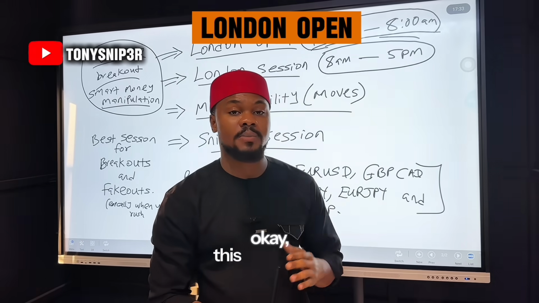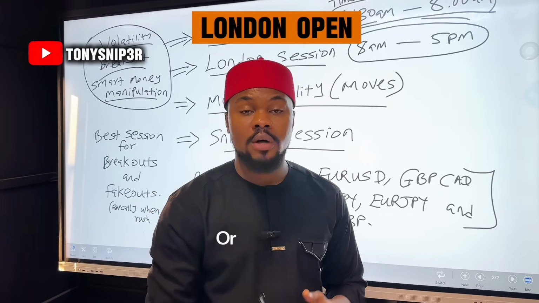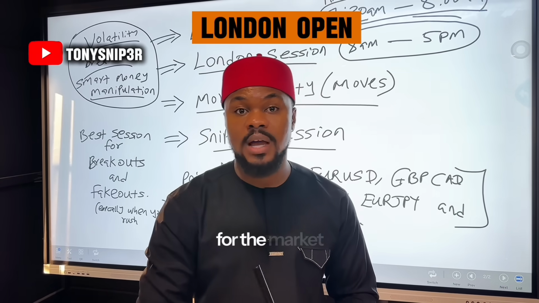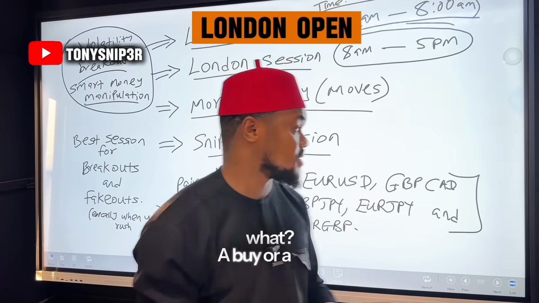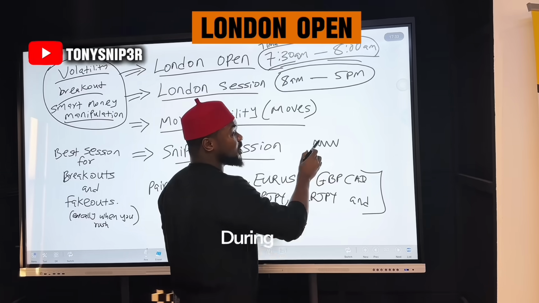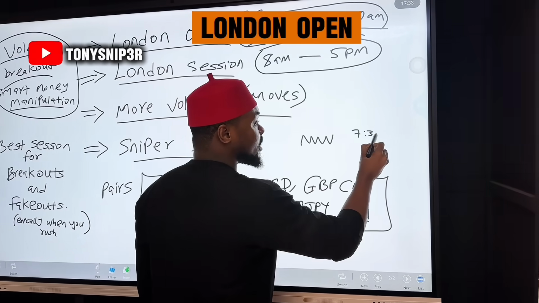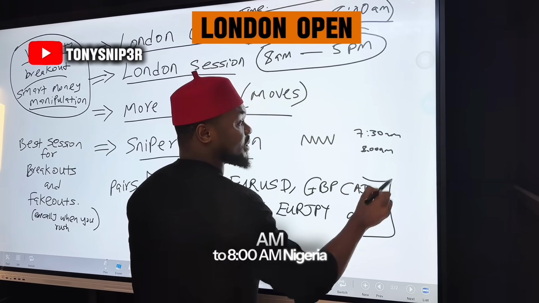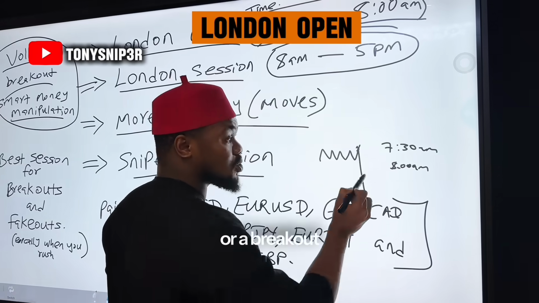You need to be sure that this market has actually been consolidating before I should be looking forward to a breakout. Let me watch between 7:30 to 8 a.m. for the market to break out either to the upside or to the downside before I start looking for a buy or a sell. For example, during Asian session approaching London session, immediately you notice 7:30 a.m. to 8 a.m. Nigeria time, you would notice a breakout to the upside or a breakout to the downside.